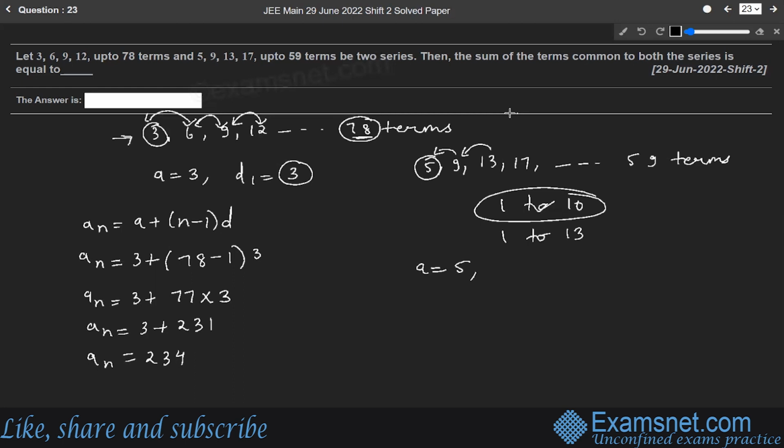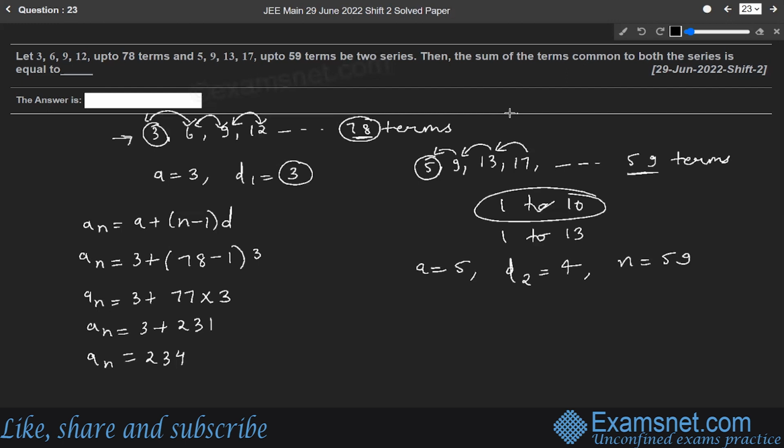So 13 minus 9 is again 4. Similarly, 17 minus 13 is again 4. So the common difference is 4 here. Let D2 be the common difference. So D2 will be 4. And what are the total number of terms? 59. So we have n is equal to 59.